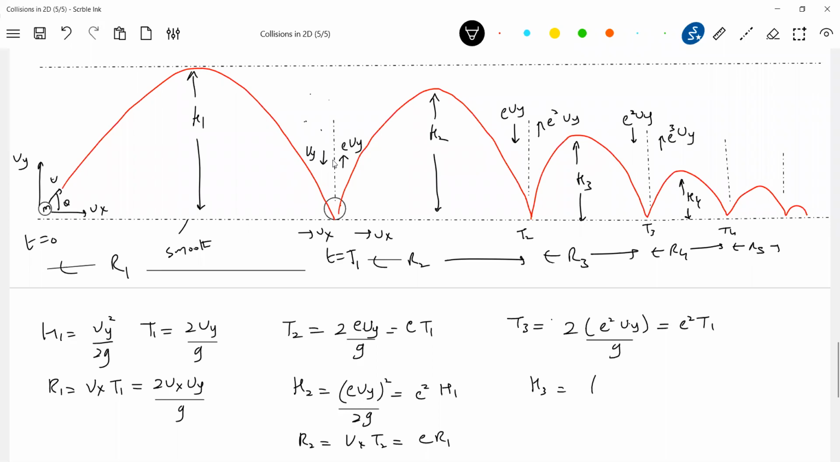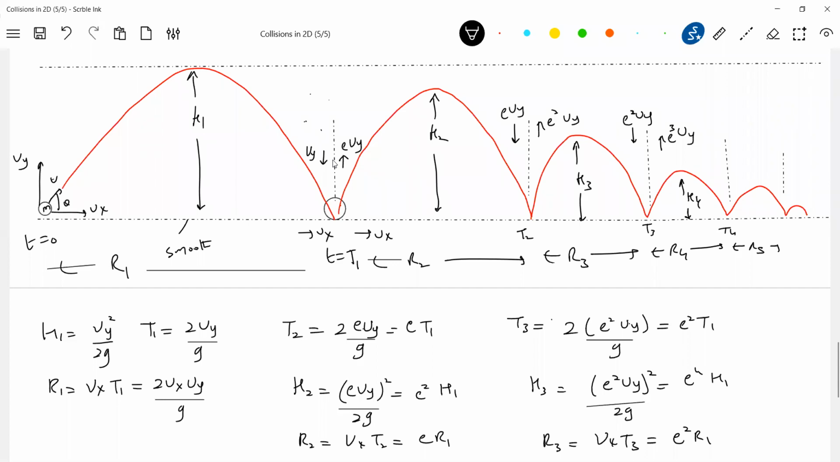H3 should be equal to e square Uy whole square by 2g. I'm getting H3 like this. And what about the range R3? R3 should be equal to Ux into T3, so this should be e square R1. Look at the terms: e to the power of 4 in H3. So like this, the height ascended will decrease, range will decrease, time of flight, all are going to decrease here.